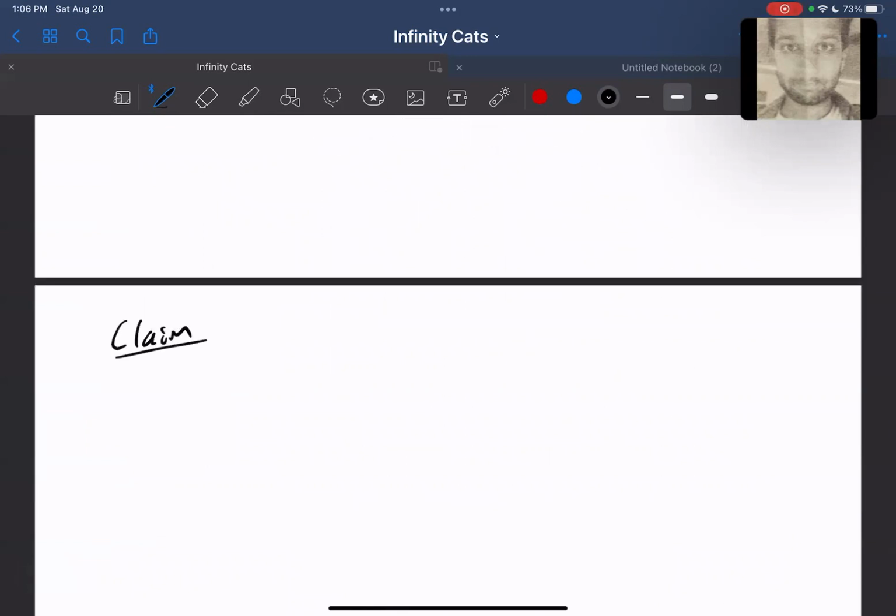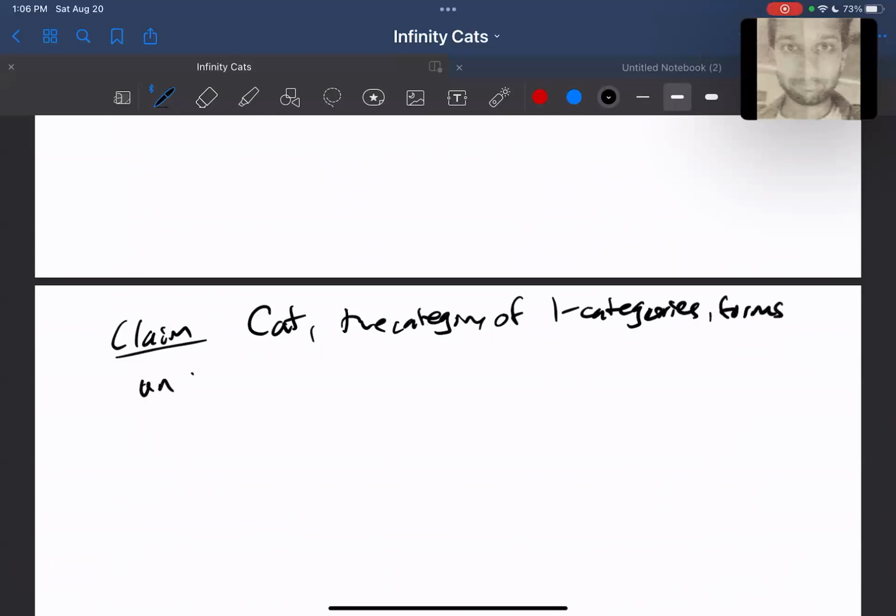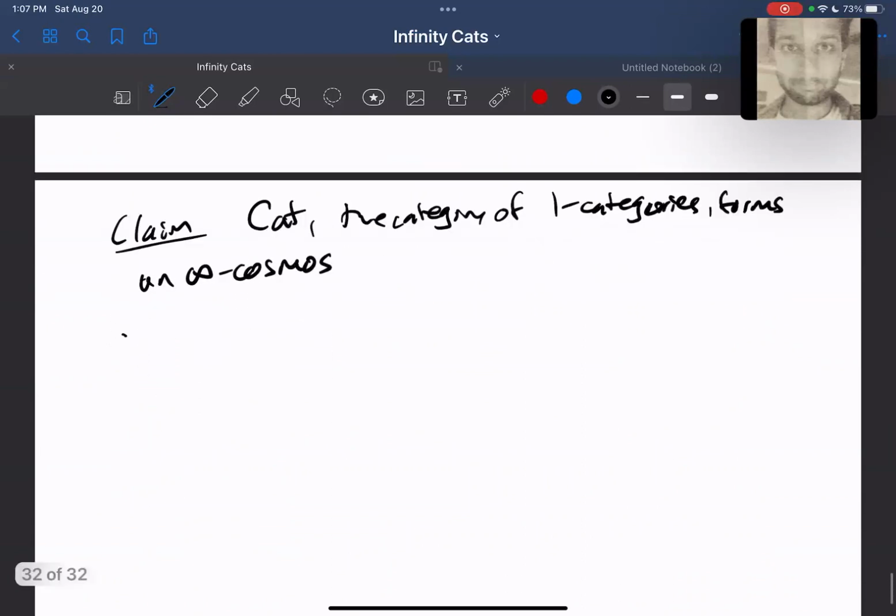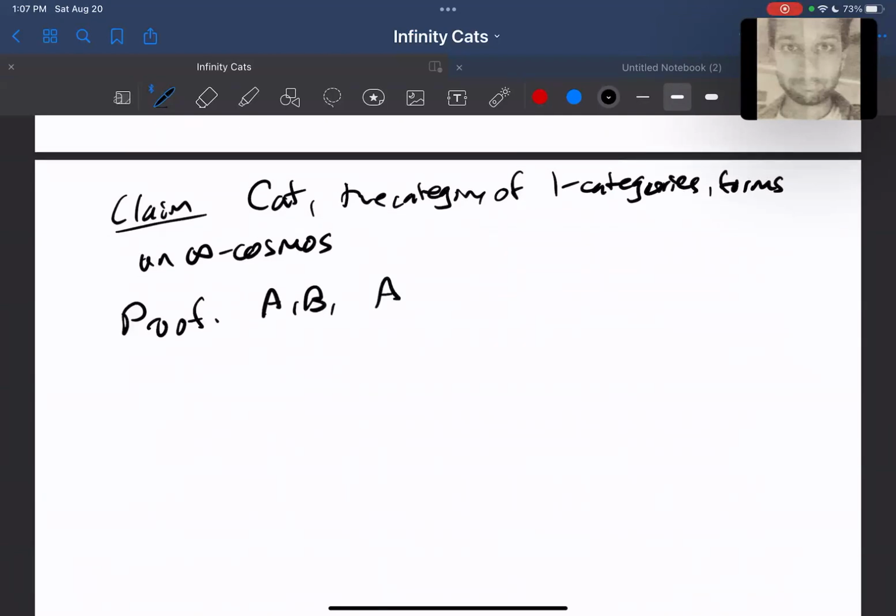All right, and now we're going to claim that Cat, the category of one categories, forms an infinity cosmos. In fact, the structure of an infinity cosmos on this is going to be created by including it into quasi-categories. So in order to prove this, this is a second example. For categories A and A_i, we need to see that their product is still a category.